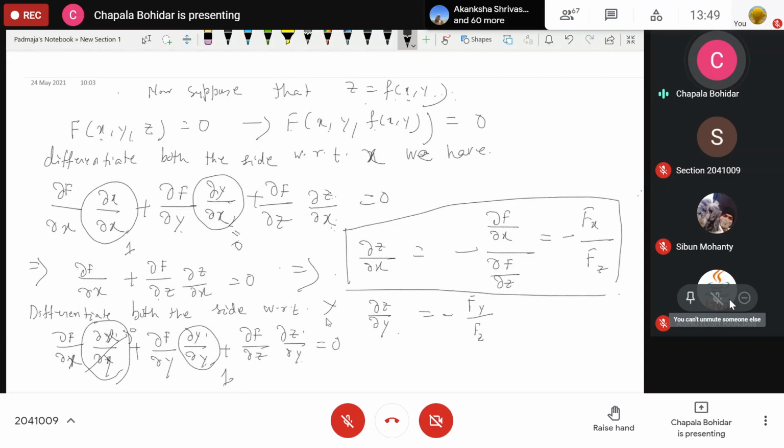Clear? So this is one formula. If f is a function of x, y, z and z is a function of x and y, then you will get this value. So now come to one example.